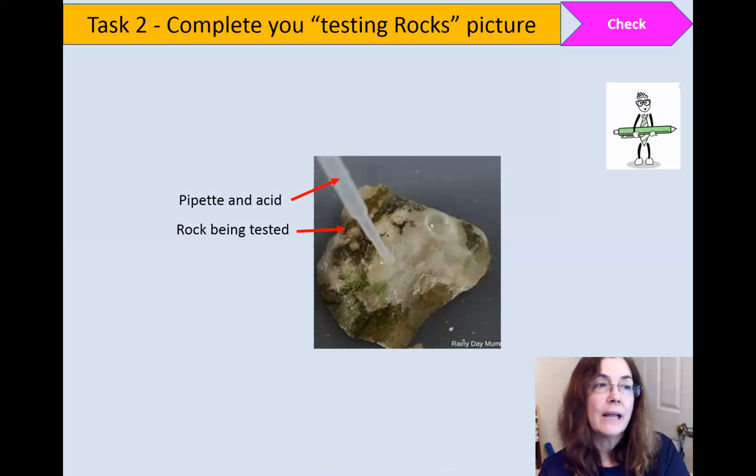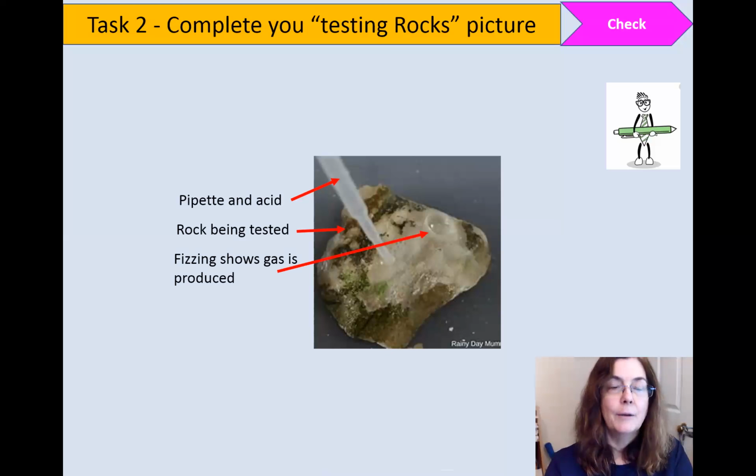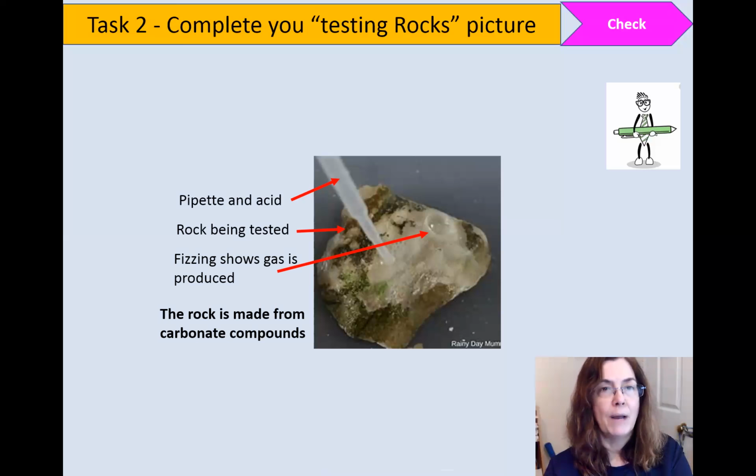And then we can see the gas that's coming out, the fizzing that the gas produces. So you need to be able to label that. Again, put it in if you've missed it. It's okay at this stage. And this just shows that the rock is made from carbonate compounds. Okay, so take your time, make sure you correct your work, and then we can move on to the next slide.